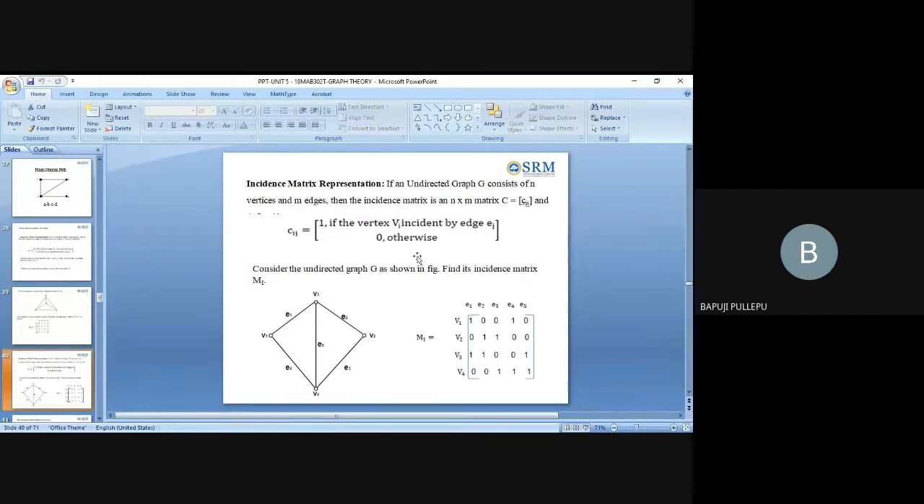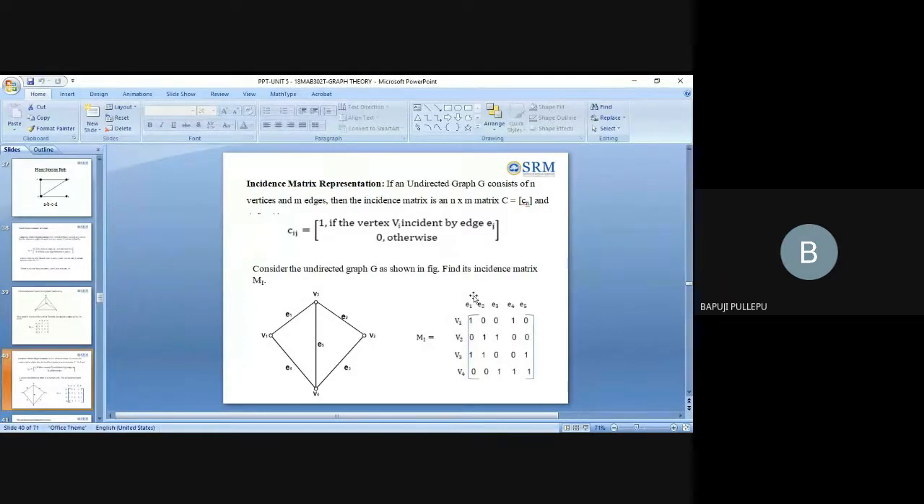Now, incidence matrix means what? Edges you can write. If an undirected graph G consists of n vertices and n edges, then the incidence matrix is what? An n by n matrix, where Cij is equal to 1 if the vertex Vi is incident by edge Ej, otherwise 0. Now we see, here vertex to edges you can write. How many vertices are there? V1, V2, V3, V1, E1. See.